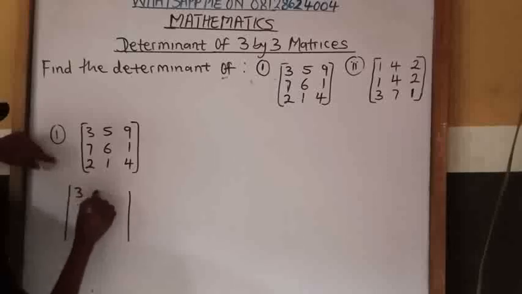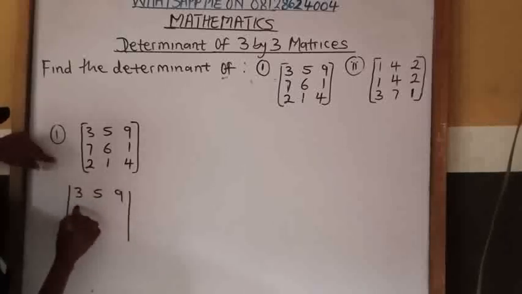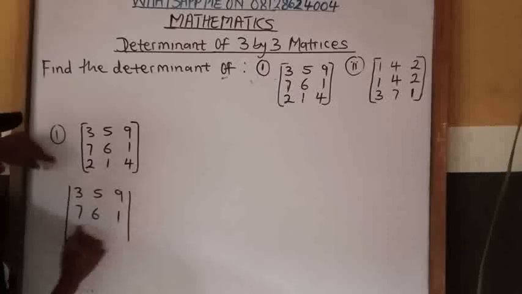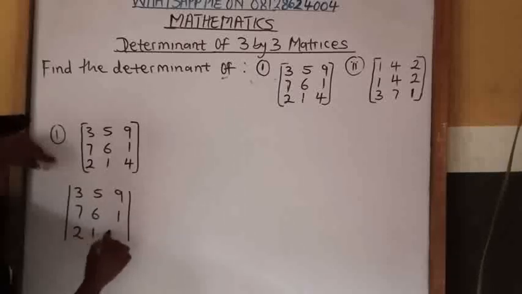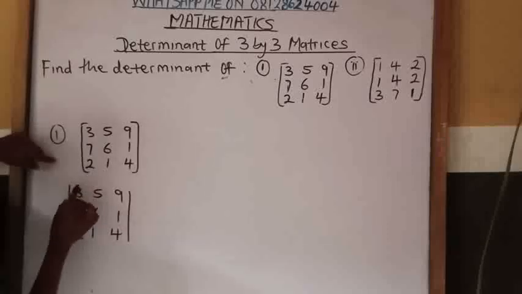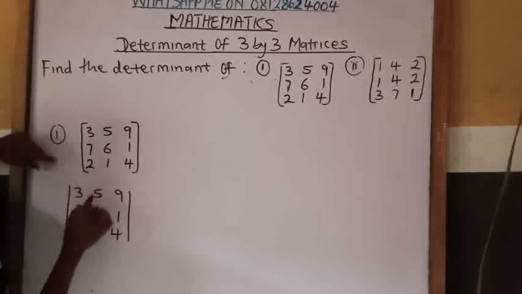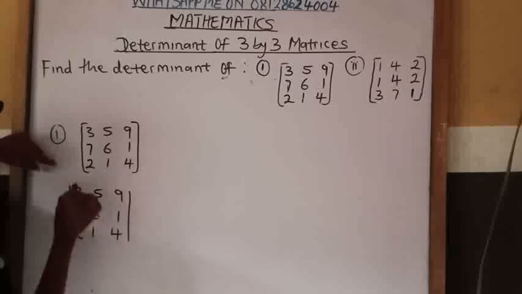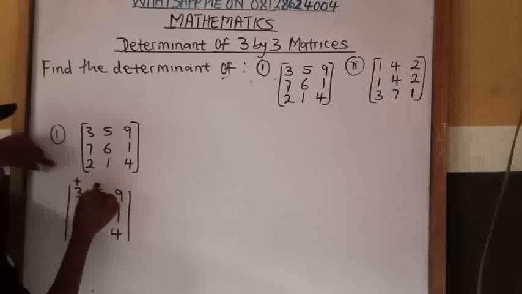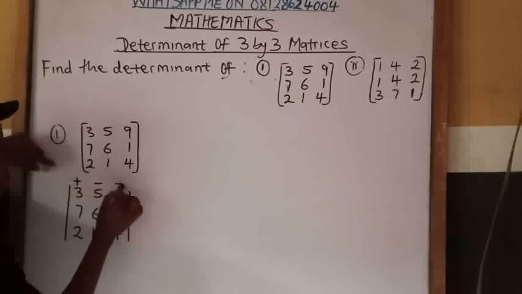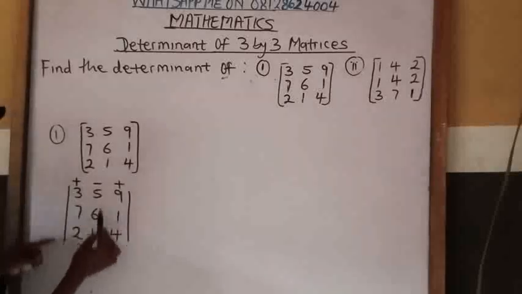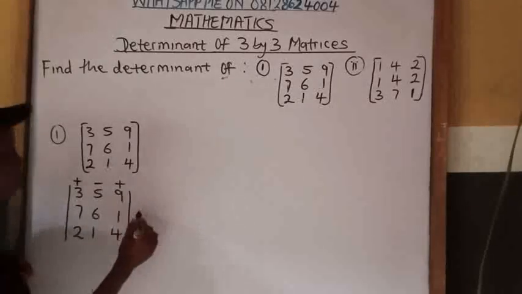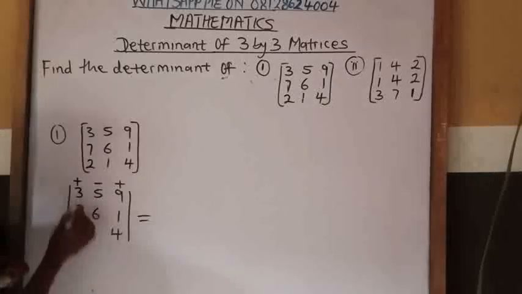Then we have 3, 5, 9, then 7, 6, 1, then 2, 1, 4. Now we assign positive and negative signs to the first, second, and third column. To the first column, you assign positive. To the second column, you assign negative. To the third column, you assign positive. So you alternate the sign. To find this determinant, you pick the first element on the first row.